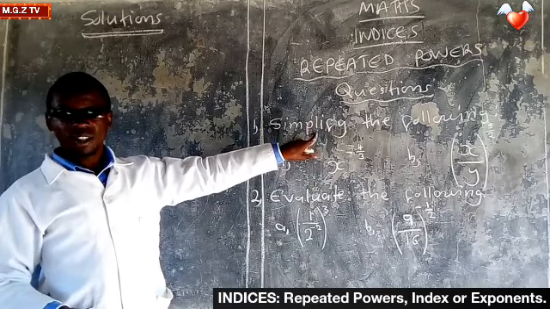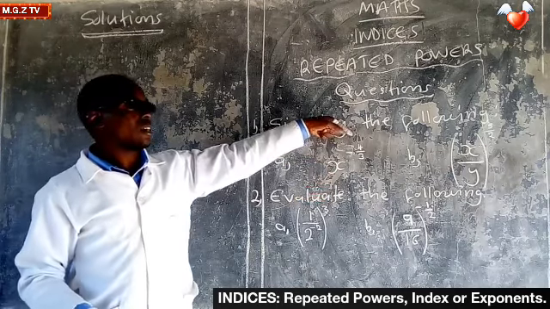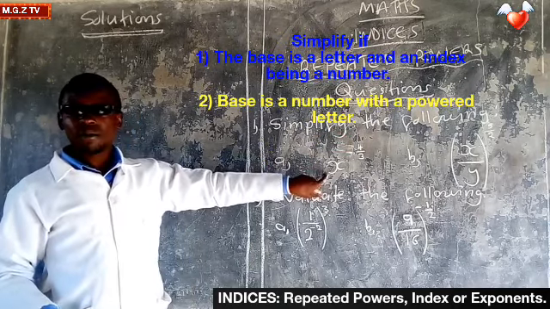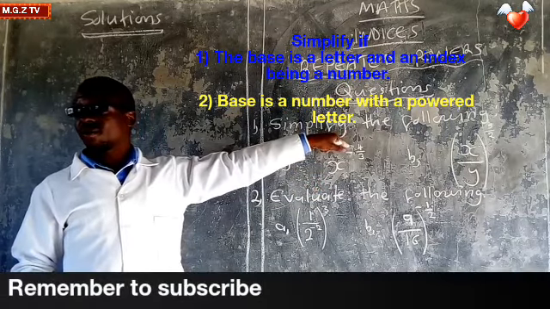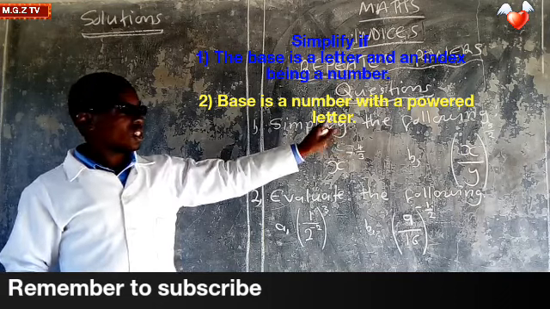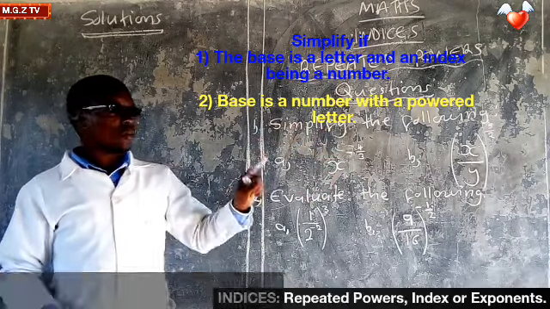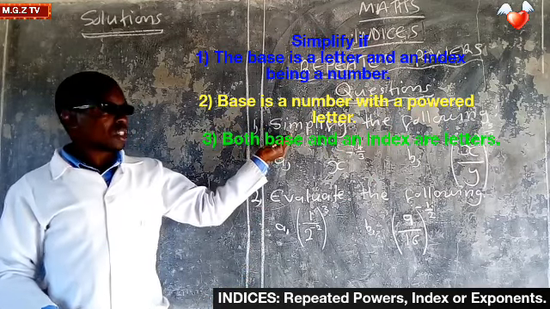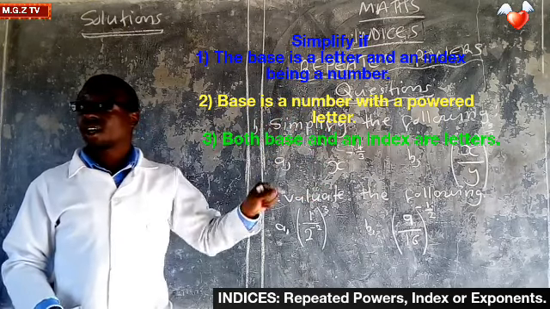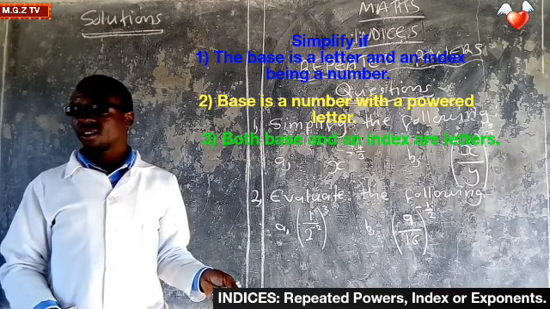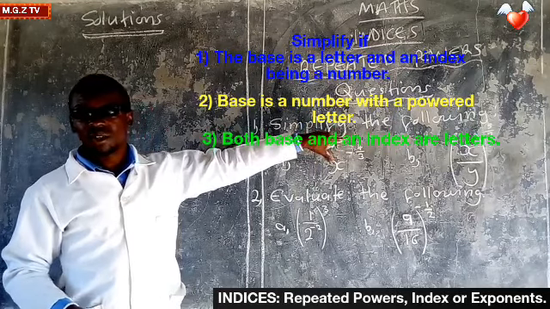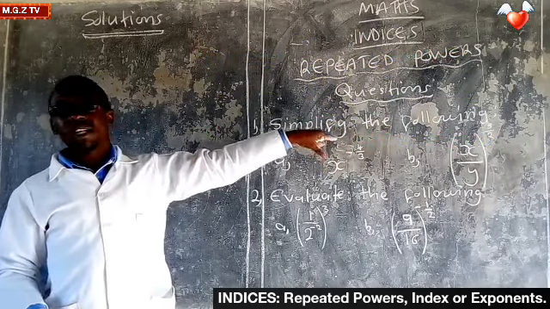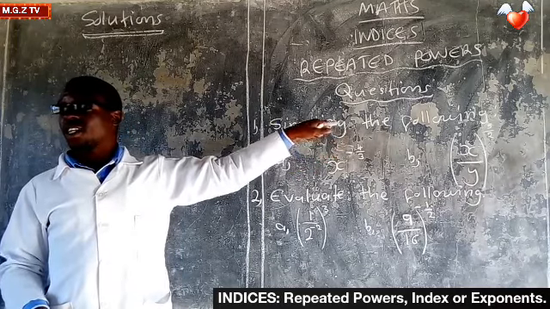You can only simplify if the base is a letter and the power is a number. You can also simplify if the base is a number and the power is a letter. In short, if the base and the power are different, one part a number and the other a letter, just simplify. You can also simplify if the base and the power are both letters. Letter, number, simplify. Number, letter, simplify. Letter, letter, simplify. But if all of them are numbers, go on and evaluate.